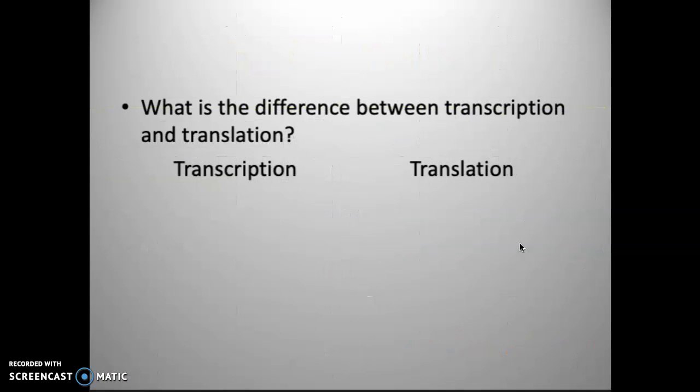So let's step back globally and just make sure that we know the difference between these two things. Transcription is taking DNA and turning it into RNA. Translation, which occurs at the ribosome, is taking that messenger RNA and converting that into amino acids. Transcription takes place in the nucleus. Translation takes place at the ribosome.